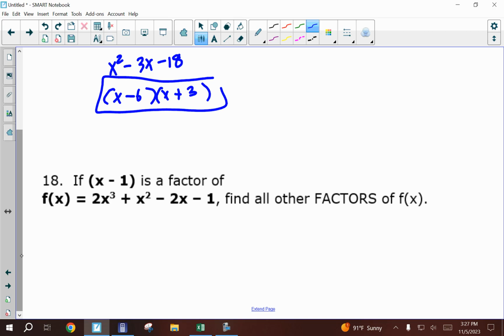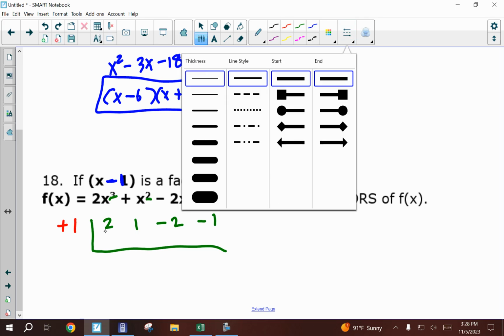This one is almost pretty much the same thing. So I'm going to do the same exact process again. So I'm going to do 2, 1, negative 2, and negative 1. And I don't need any zeros here because all of these exponents are accounted for. And then they say x minus 1 is a factor. So that means over here I'm going to stick plus 1. And we do the whole process over again.